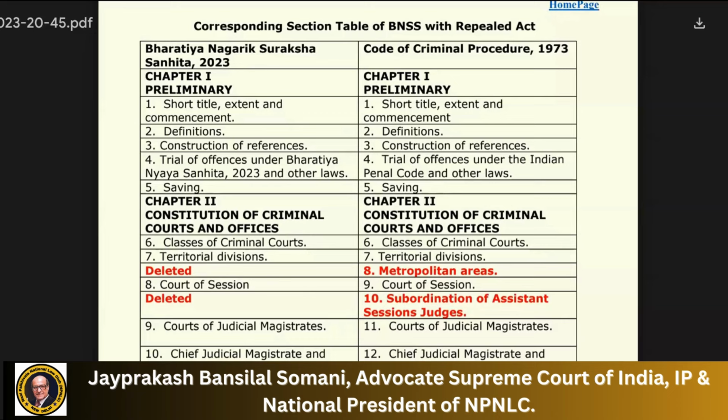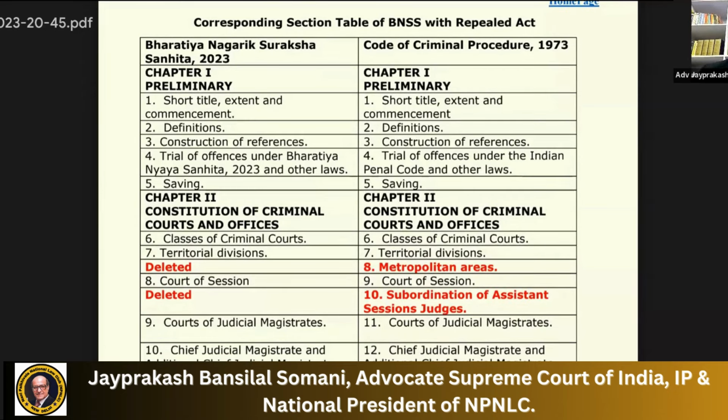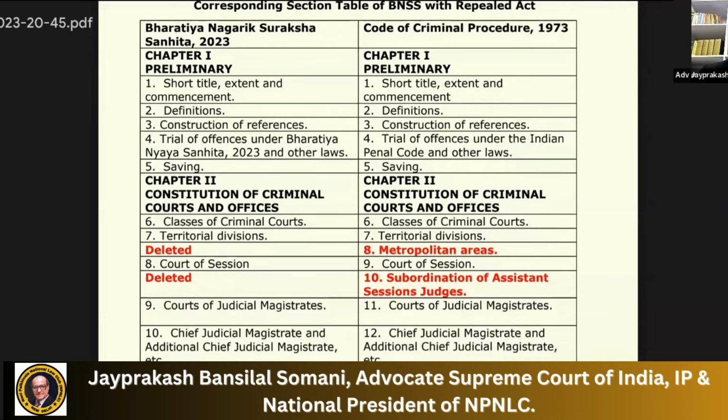Earlier, the total number of sections in CrPC was 484, but now in BNSS there are 531 sections. So see, Chapter 1, Preliminary, in BNSS. In CrPC also, Chapter 1, Preliminary. Section 1, short title, extent and commencement. Section 2, definitions. Section 3, construction of references. Section 4, trial of offences under Bharatiya Nyaya Sanhita 2023 and other laws.